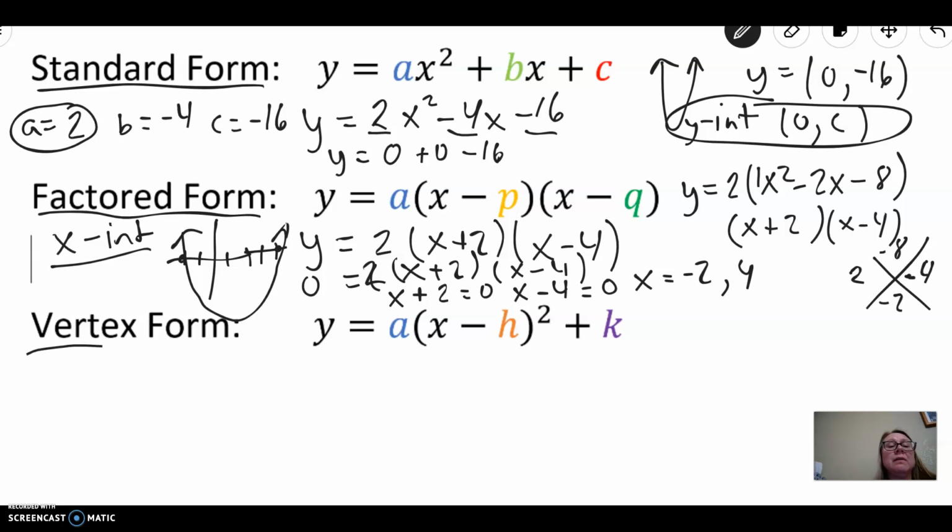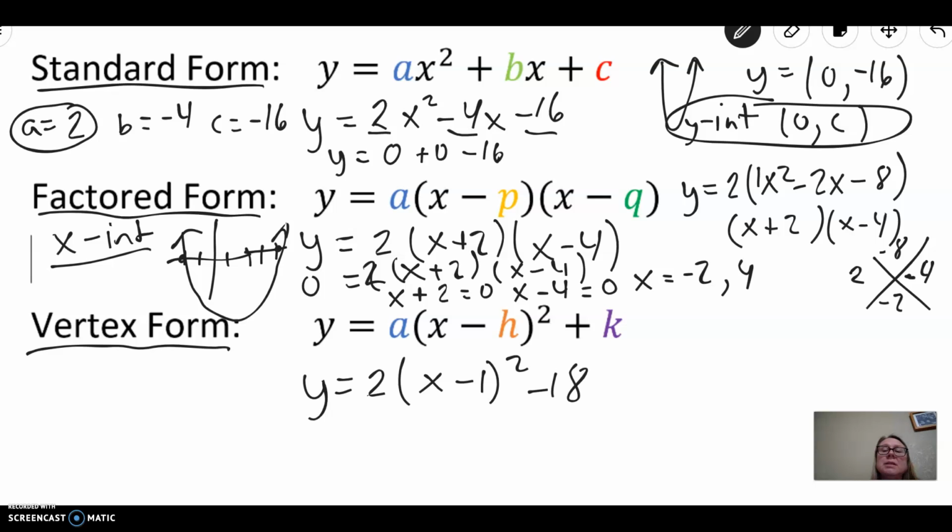Now the last form we haven't learned how to convert yet. That's one of the future lessons, but the vertex form of this same equation would look like this: y equals 2 times x minus 1 squared minus 18. And this is just the exact same equation in yet another format.